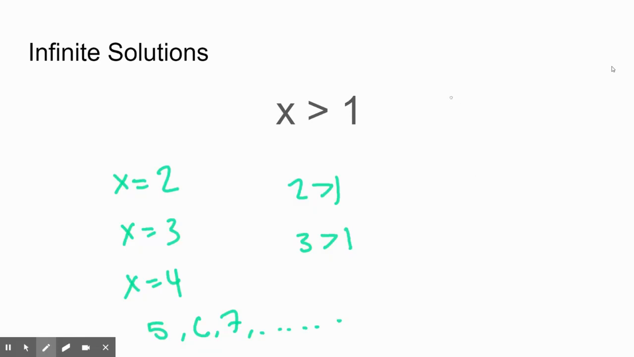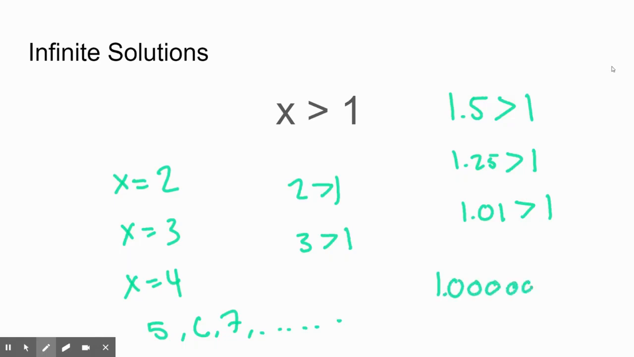You could even have something that's really close to 1, like 1.5. That is still greater than 1. You go even smaller, 1.25 is still greater than 1. 1.01 is still greater than 1. Barely, but it is. And of course, 1.000000000, I probably didn't write the right number of zeros there, 1, is still greater than 1, though it's very, very, very close to being 1.